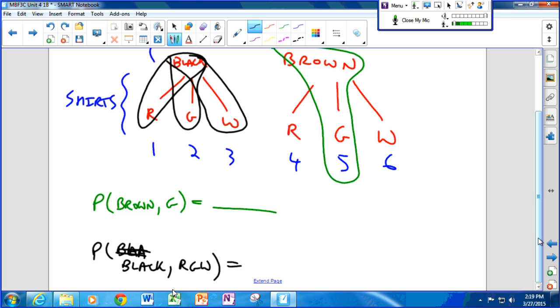A vowel, okay, A, E, I, O, or U, okay, or an R. And again, I think there's only one R in there.